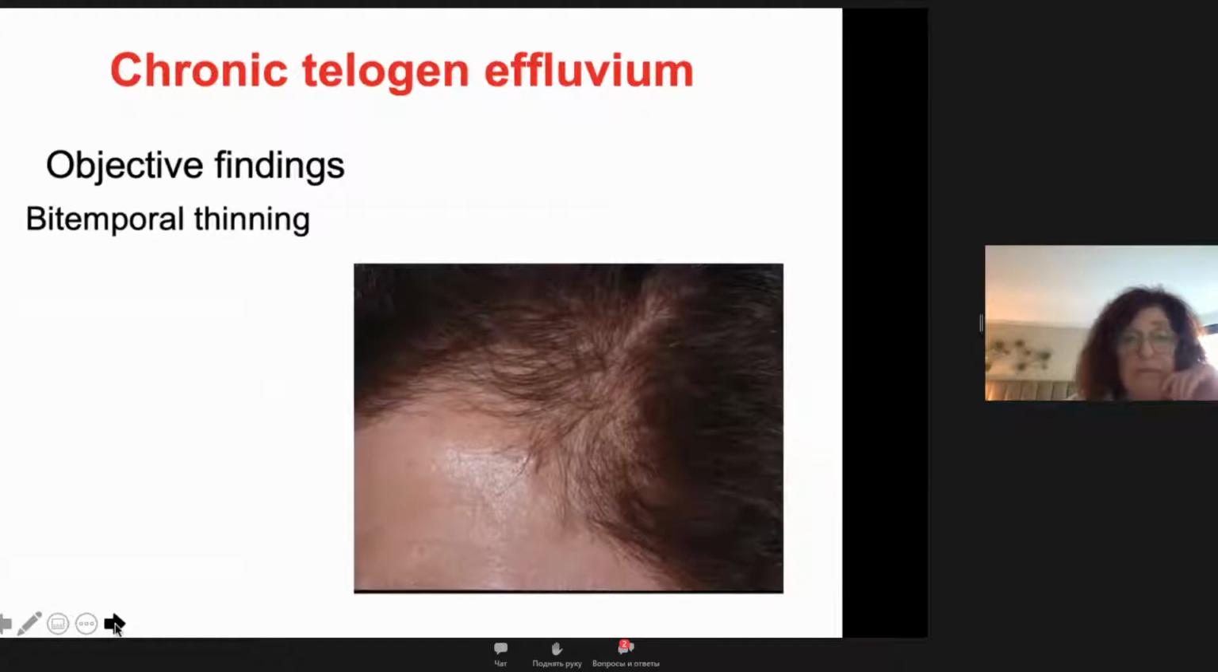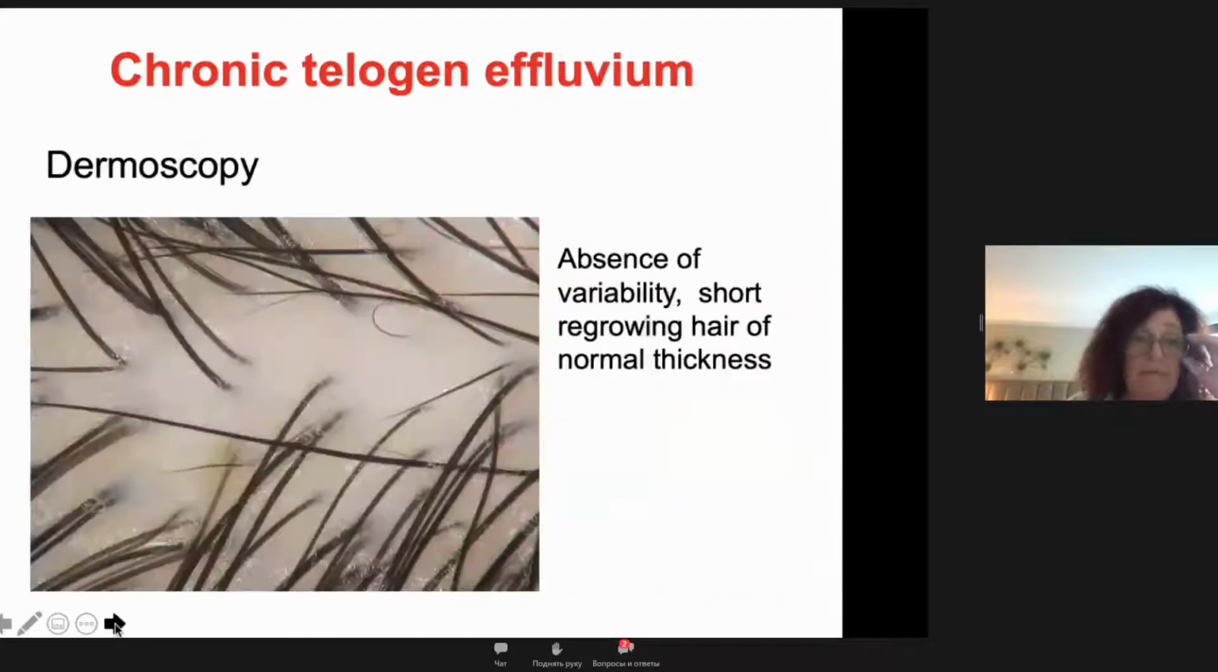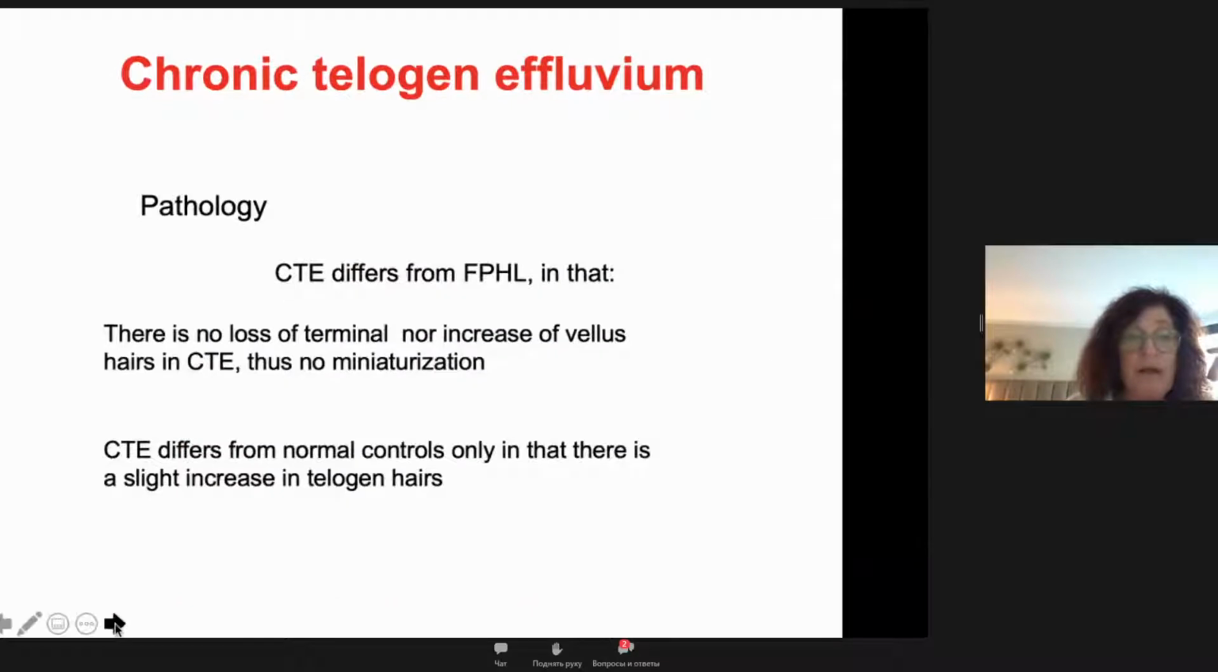So don't misdiagnose this bitemporal thinning as androgen-dependent thinning. It is different. With dermoscopy, you don't see miniaturization, and you see normal regrowing hair of normal thickness. So at pathology, you don't see miniaturization. You have increased telogen, but you don't see miniaturization.